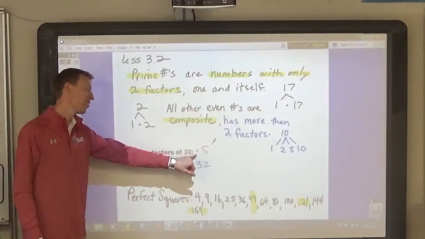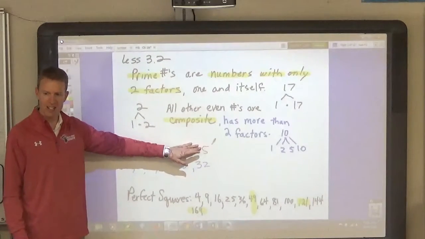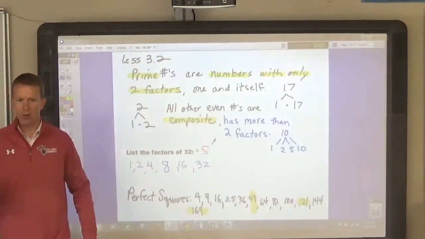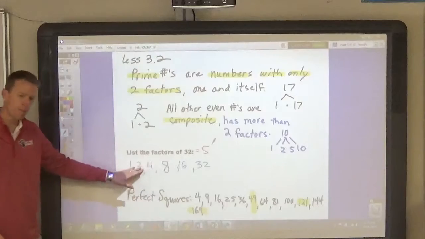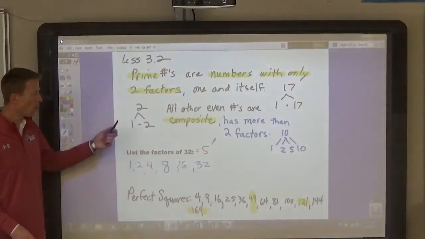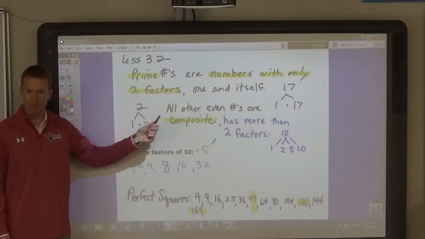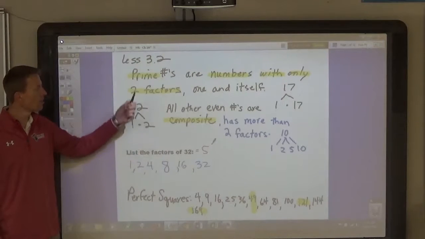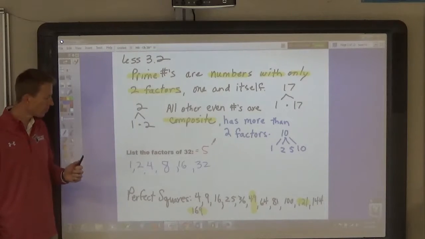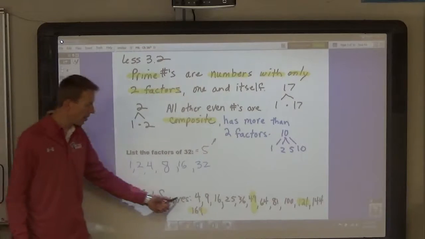Is 32 divisible by 5? No, it has to end in a 0 or 5. Remember those rules we talked about yesterday and today? You use those rules to find the factors of a number. Now, if it has more than 2 factors, it's called composite. If it has only 2 factors, it's called prime. Okay? Here are some numbers that I want you to be familiar with. That's why I wanted you to write these down in a list.